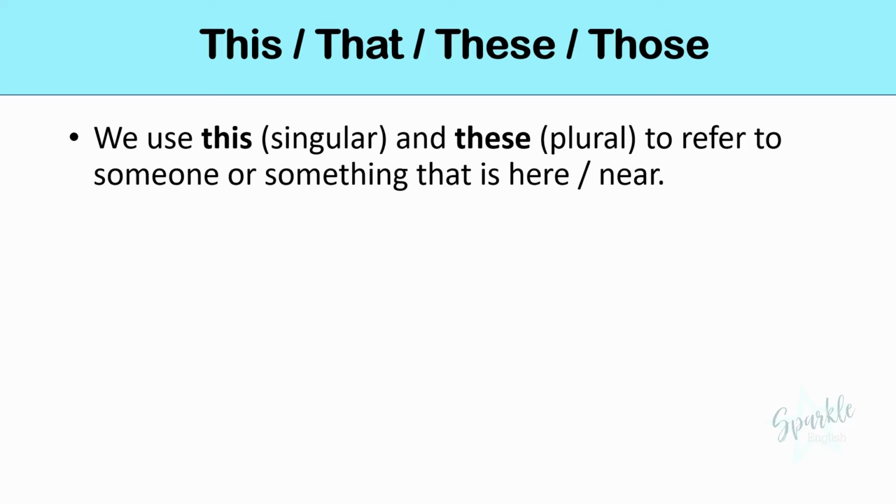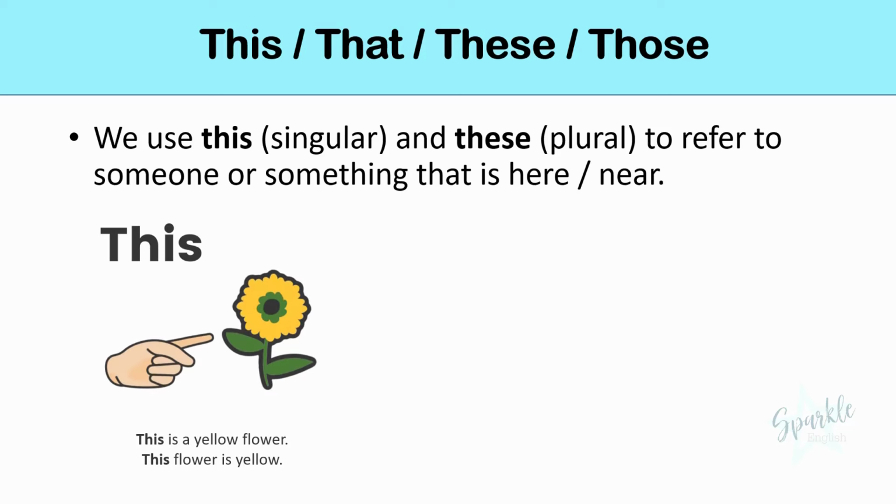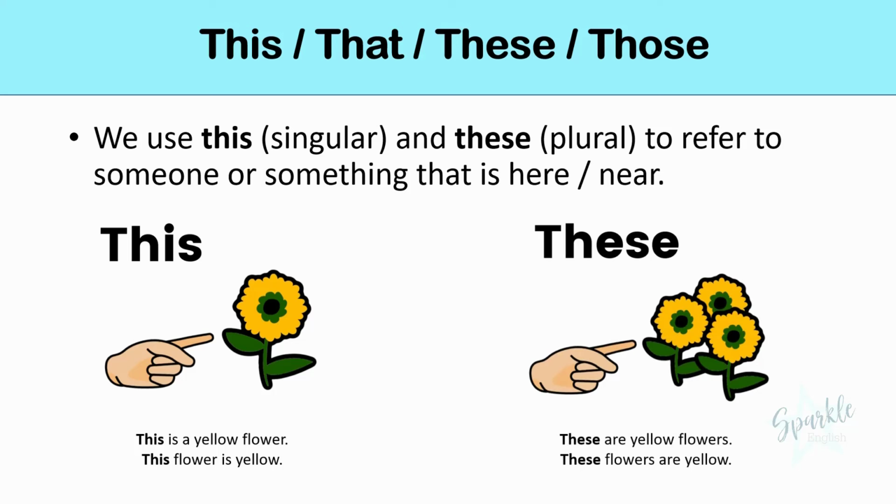We use this, which is singular, and these, which is plural, to refer to someone or something that is here or near. For example, this is a yellow flower. Or you could say, this flower is yellow. In our next example, we have three different flowers which are close to the speaker. So we would say, these are yellow flowers, or these flowers are yellow.